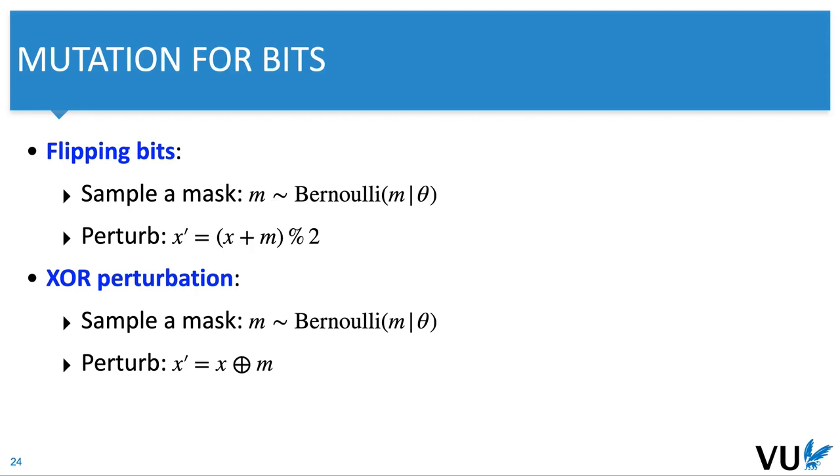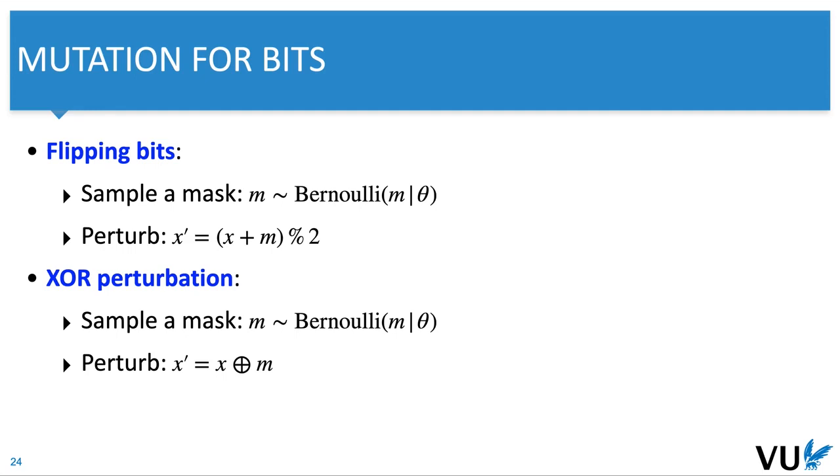And what can we use for bits? For bits, for instance, we can flip bits. What does it mean? It means that we can, for instance, generate a binary mask of the same size as our individual. We just sample a vector according to the Bernoulli distribution that you know already from previous lectures. So it will be a 0, 1 vector. If the parameter theta, the probability of selecting 1, is high, we'll flip a lot of bits. If it's low, we'll not flip so many bits.